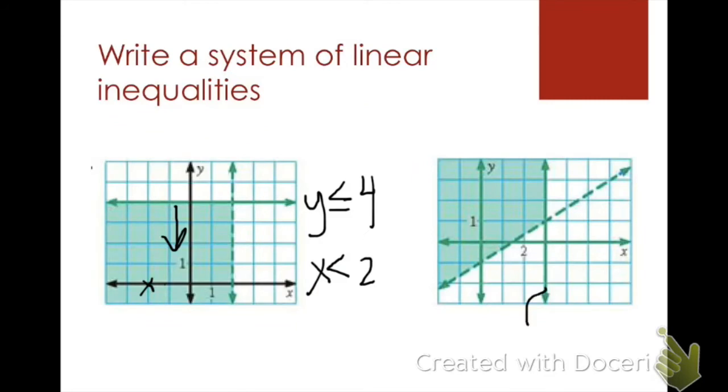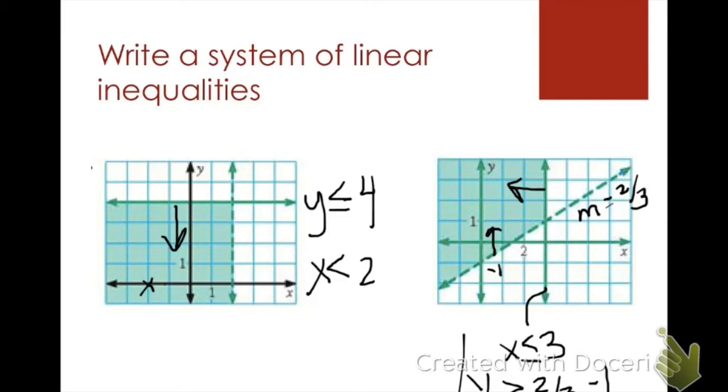This line here we can start with. It's an x and 3, and then if I look, I'm going to the left, which we said for x equals, it would be less than or equal to. And then for this line here, my y-intercept is -1, and my slope is up 2 over 3. So I have a slope of 2/3. So my second equation would be y, from this line I'm going up, so is greater than 2/3 x minus 1. So that would be my system of inequalities.